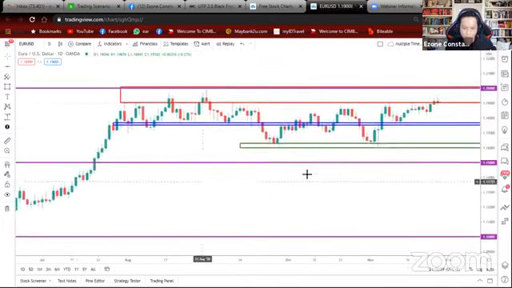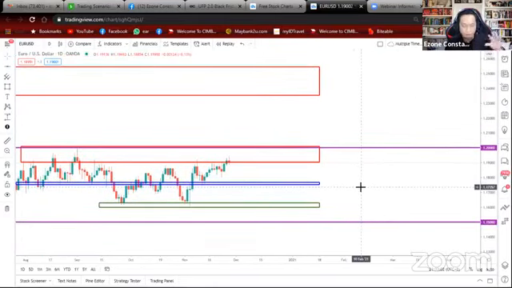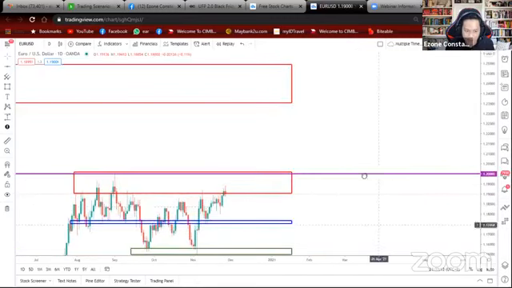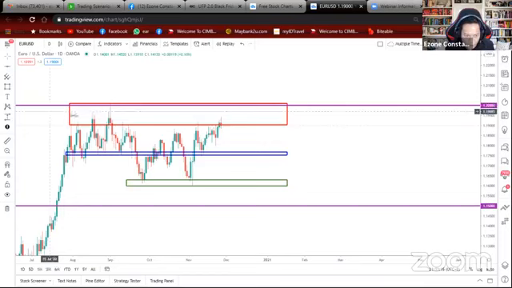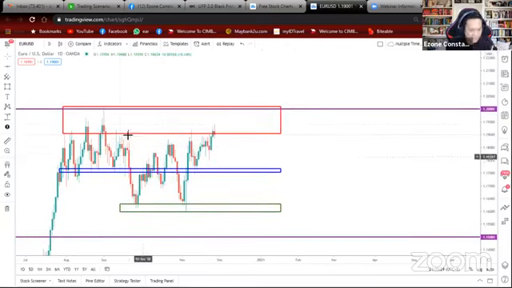Now what you are experiencing right now is, you see I do weekly possible support, possible resistance, and then I zoom into the daily chart here. So right now this zone has a strong resistance, this zone right here has a strong support, and in the middle here there is another support level as well.